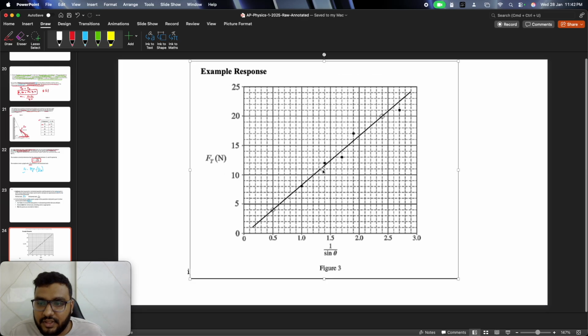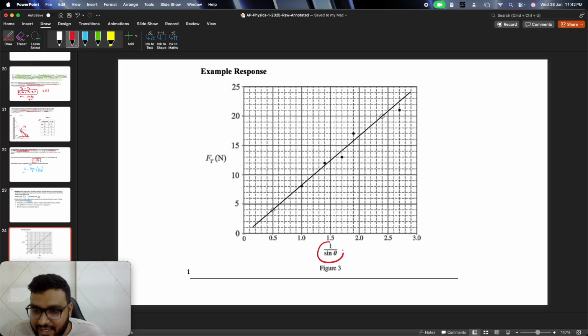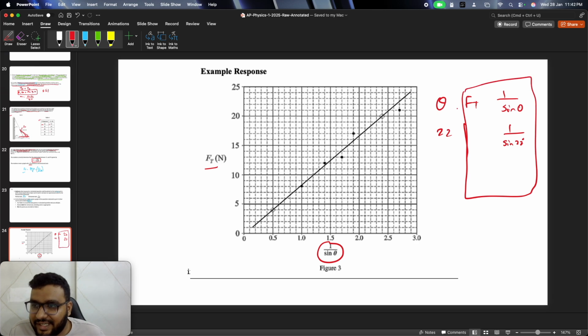So in the graph we need to plot a graph between 1 upon sine theta and ft, whatever is given. We already know the values of theta, we know what is ft, so we'll have to derive one more column which is 1 upon sine theta. So for all the values of theta, if this is 22 degrees, I have to find out 1 upon sine 22 degrees, and this table is what we need to plot, not theta and ft.